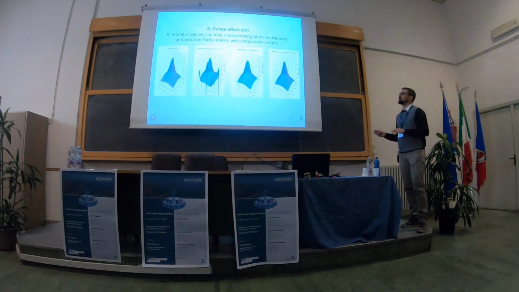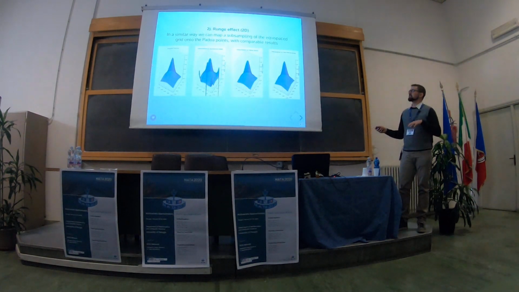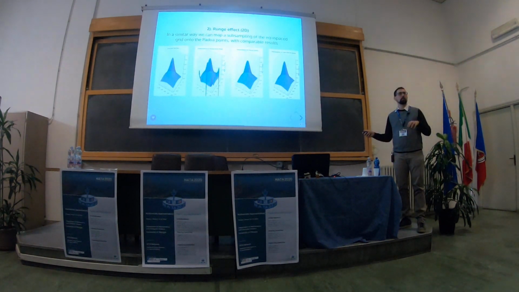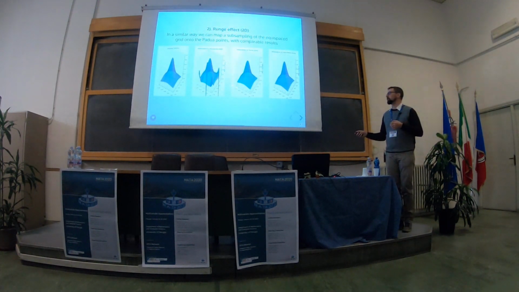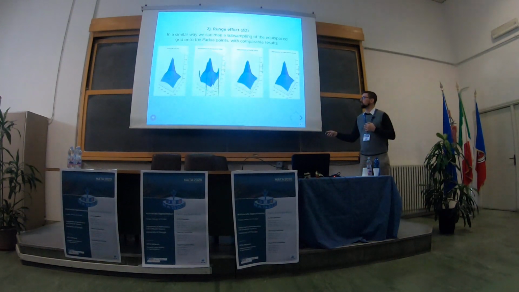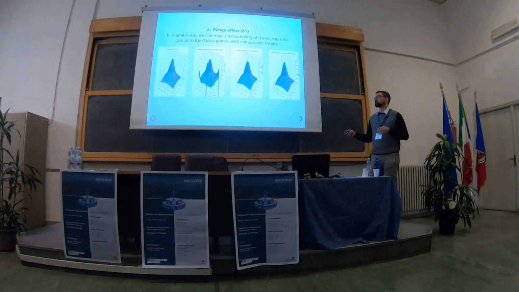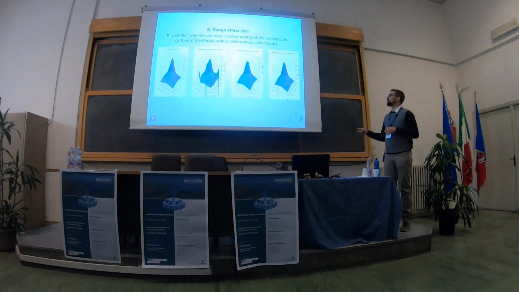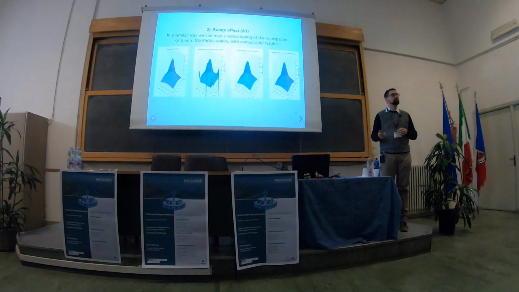Let's move to the 2D. In a similar way, we can map a subsampling of the equispace grid into the so-called Padua points with results comparable to the 1D interpolation. So these in blue are the nodes that we used. This is a subsample of the equispace N by N grid. If we map them into the Padua points, we can have similar results to actual interpolation on actual Padua nodes.